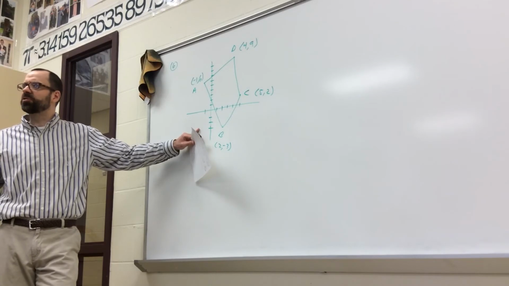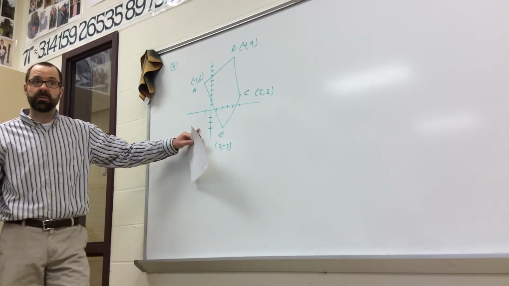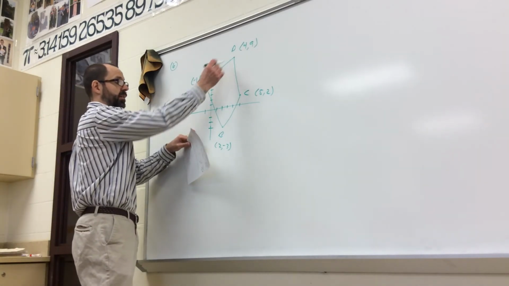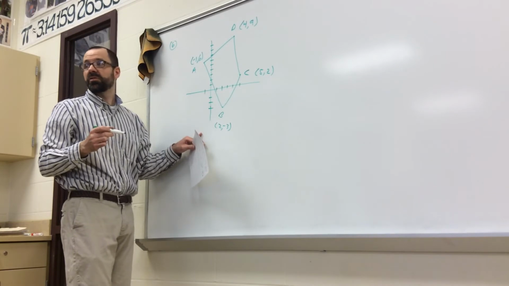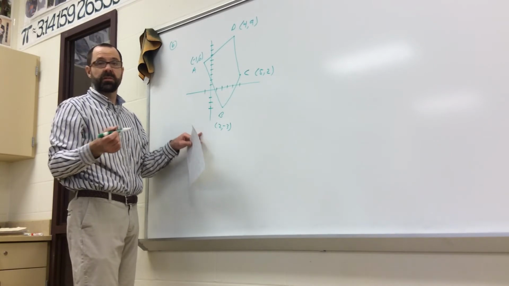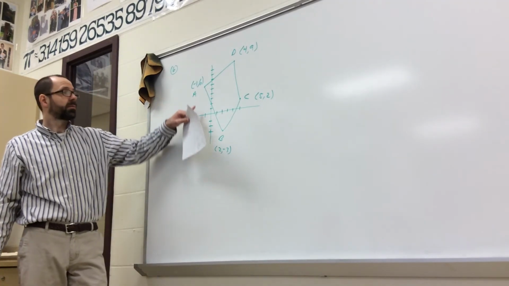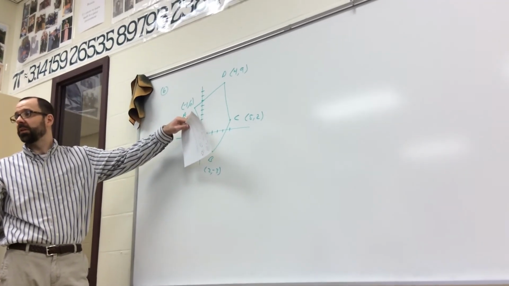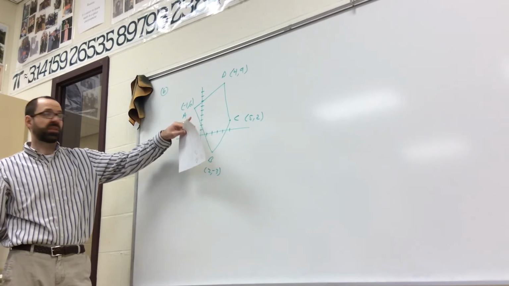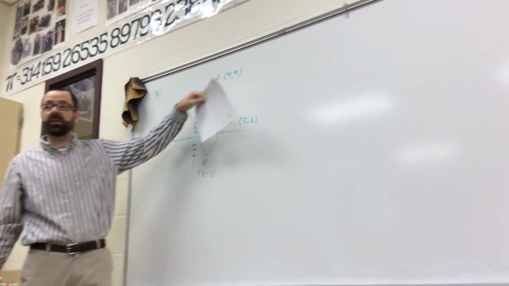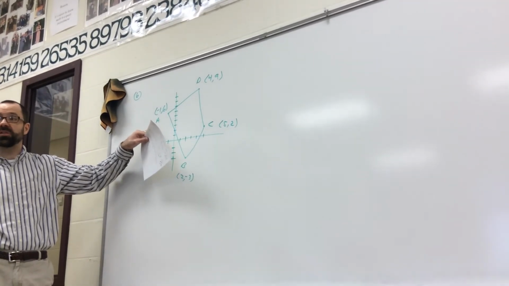All right, so one thing that's true about parallelograms is that the lengths are equal. This length needs to be equal to this length. So how could I figure out this length? I mean, if I had a ruler, I could measure it, right? But there's a different way. How can I figure out the length there? Yes, it's called the distance formula.